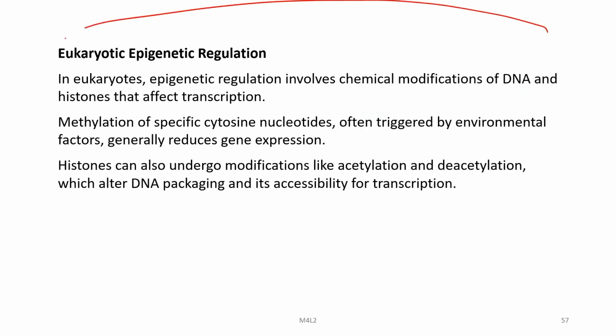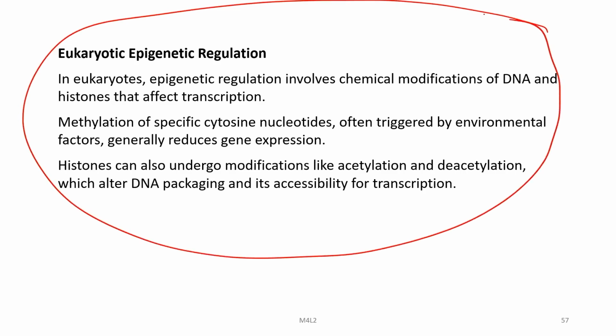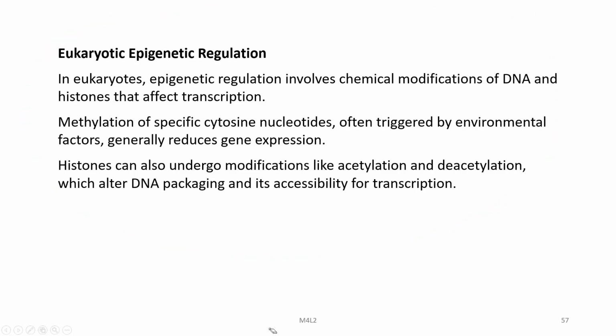So, finally, let us discuss eukaryotic epigenetic regulation. As the word epigenetic stands for beyond genes. In eukaryotes, epigenetic regulation involves chemical modification of DNA and histones that affect transcription. Methylation of specific cytosine nucleotides, often triggered by environmental factors, generally reduces gene expression. Histones can also undergo modifications like acetylation and deacetylation, which alter DNA packaging and its accessibility for transcription.